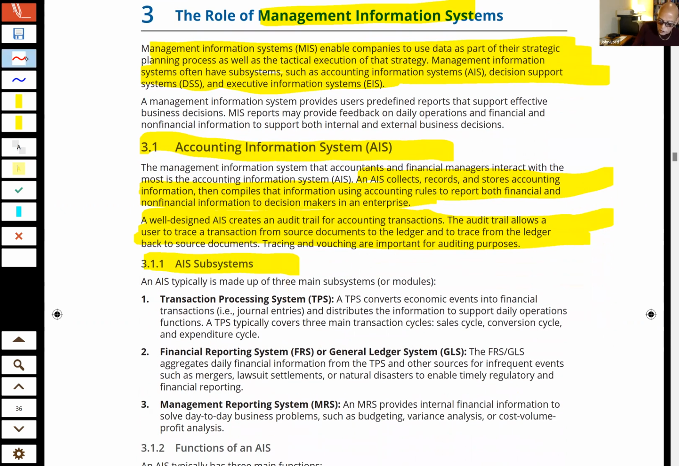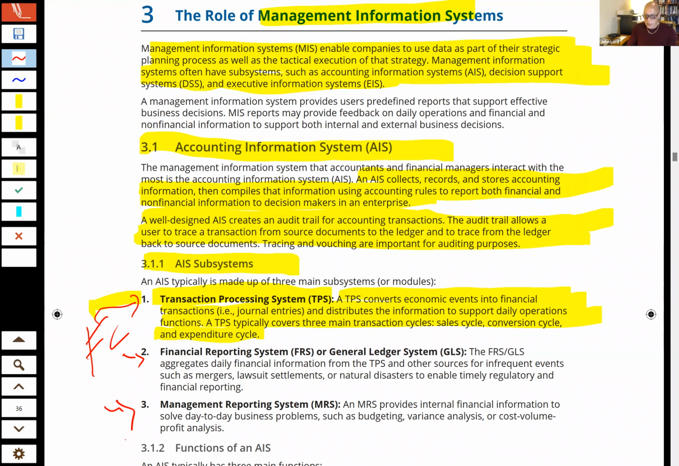Okay, and let's just go ahead and flashcard that these are considered accounting information system subsystems, such as the transaction processing system, and this converts economic events into financial transactions, journal entries, okay, and distributes the information to support daily operation functions. And again, it covers cycles such as sales, conversion, expenditure cycle. Again, what I don't like about this, and guys, you probably just need a flashcard at a high level. You don't need a flashcard with all that detail. Just the headings here is really all you need, just so you understand that these are part of the accounting information system.